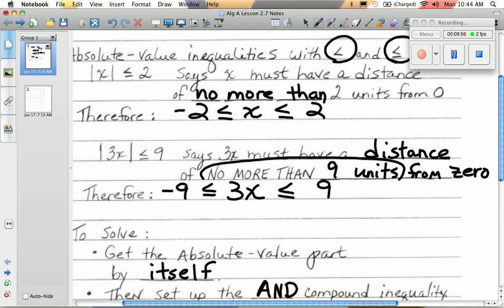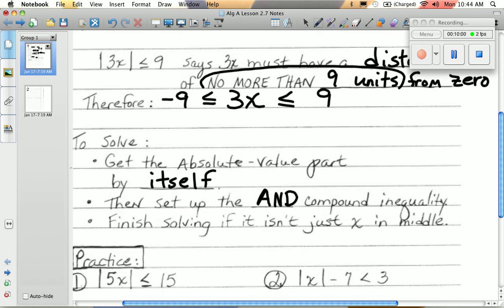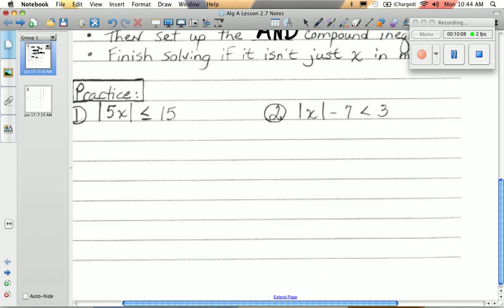We would have had our solution right away. But in this one, we wouldn't have been finished yet, would we? What would we have had to do? Divide every region by 3. Yeah, okay, so let's do some practice of this.